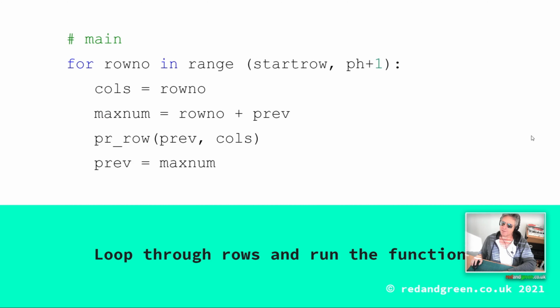Okay, next. So this is the main body of the code. For the row number in range, start row to pyramid height plus 1, because if we've got 4 rows, 1, 2, 3, 4, we need to actually do the 4th one. And start row, because start row is already number 1, in an ideal world that would have been 0, but it's much easier to call your start row row 1 and then just add the 1 onto the end of the pyramid height.